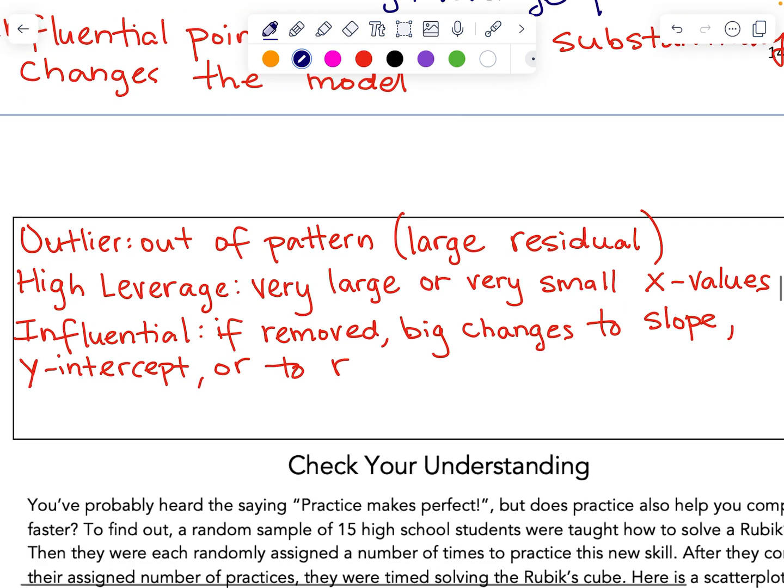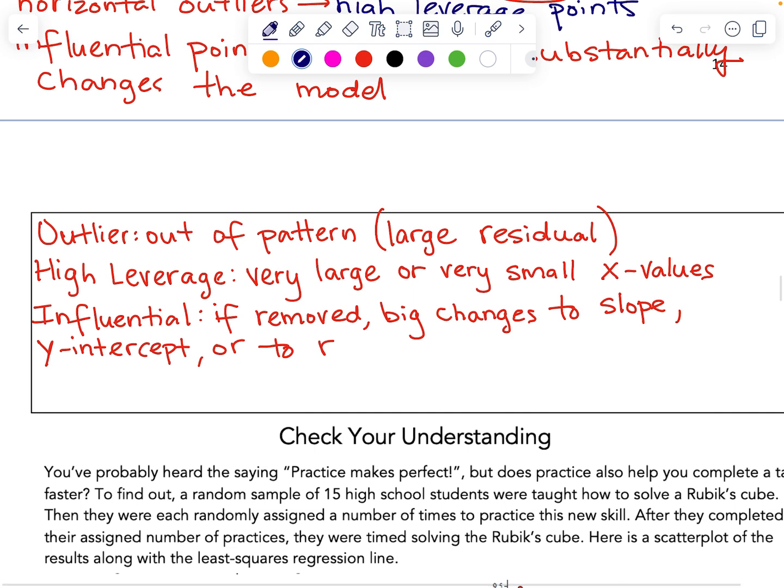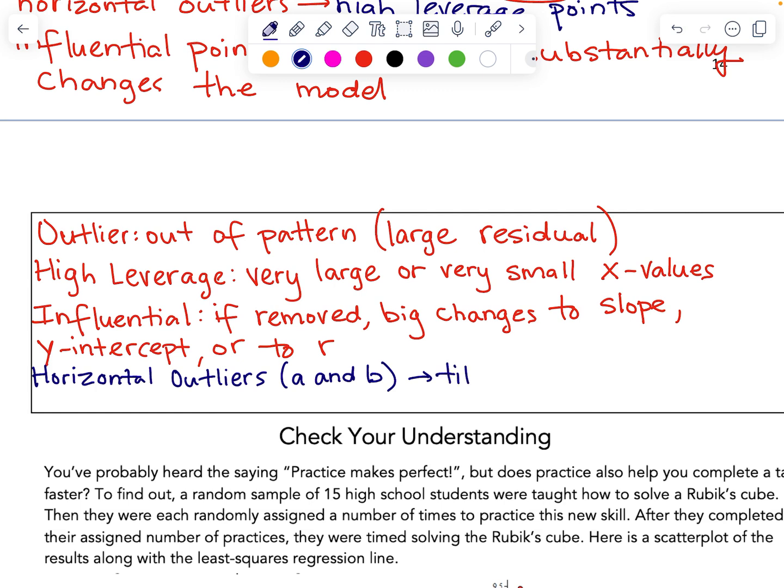The last little takeaway here is that, in general, with horizontal outliers, like A and B, those tend to tilt the line towards them. And so we saw that really dramatic tilting with those high leverage influential points A and B.